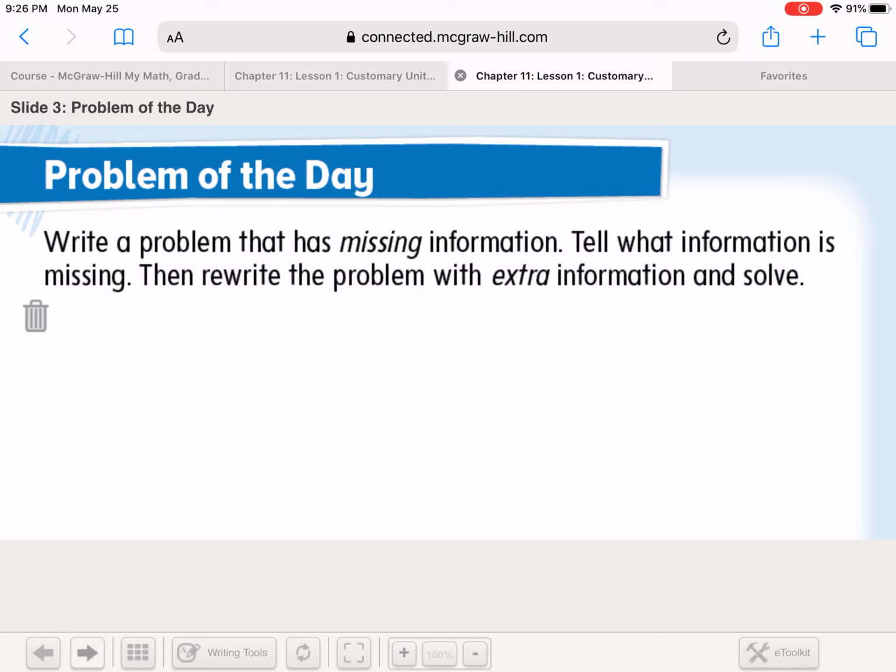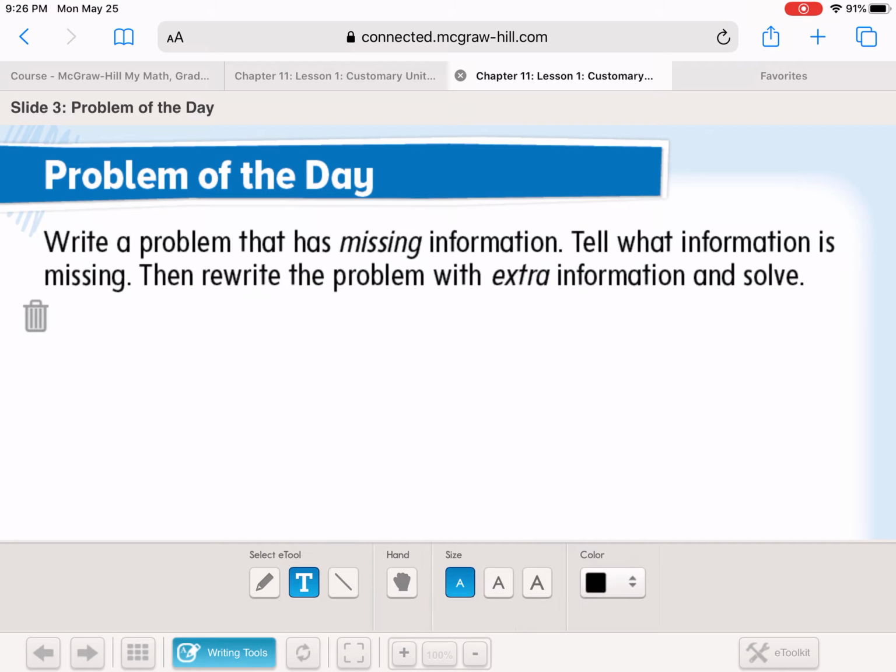Write a problem that has missing information. Tell what information is missing, rewrite the problem with extra information, and solve. I'm going to make this easy. I'm just going to do it. Okay. Here we go.